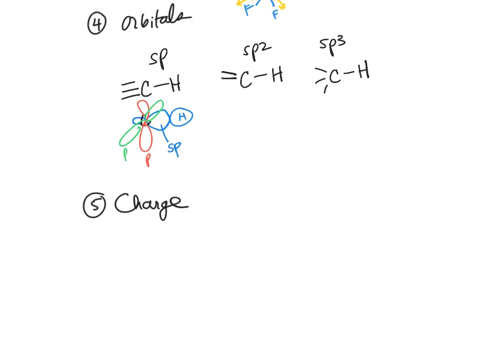This sp orbital has more percent s orbital character, and that means that this orbital is shorter. It's closer to the nucleus, therefore it's going to stabilize the negative charge more than the sp2 orbital.